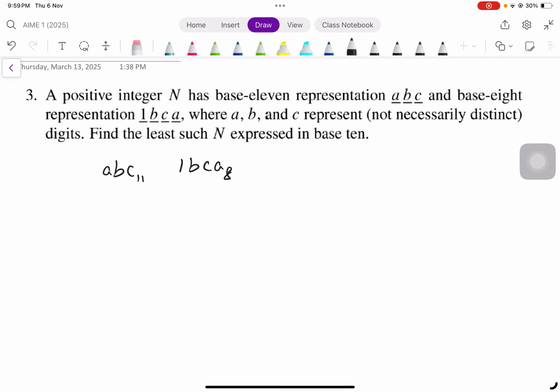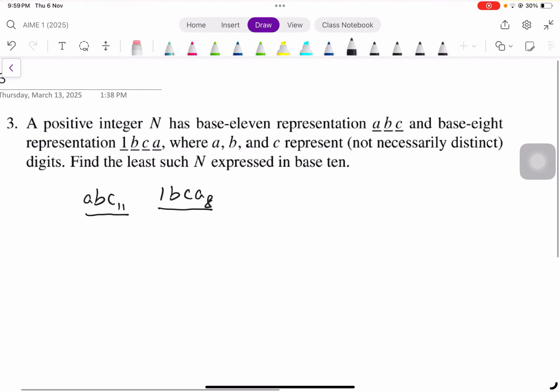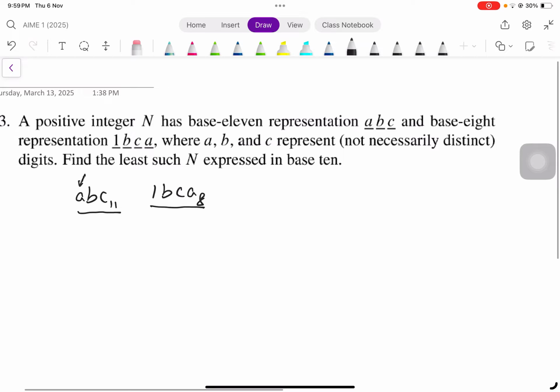Alright, that means this number is base 11, this number is base 8, but these two numbers are actually the same number. Base 11, what does it mean? This a is actually 11 squared times a, and then 11b, and then plus c.